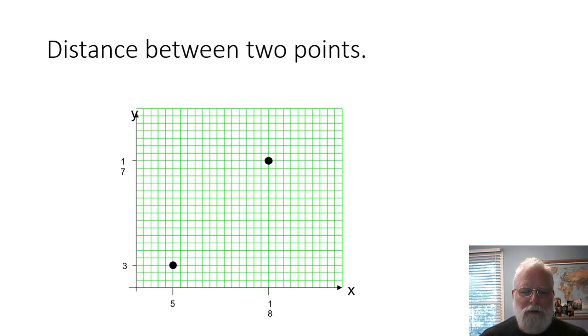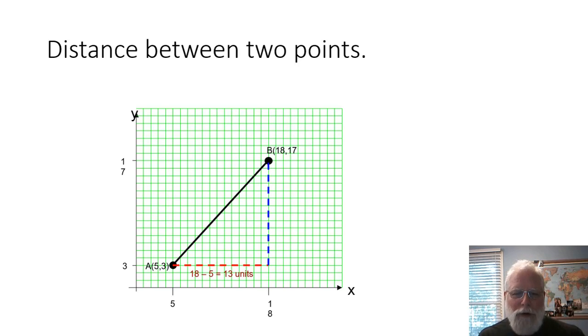So if we've got 2 points, in this case we've got 5, 3 and 18, 17, and if I was able to graph them and I wanted to find the length of the line segment, then I've got a couple different options. One is I could go ahead and draw a right triangle. If I did draw a right triangle, then I could use the Pythagorean theorem. In order to use the Pythagorean theorem, I'd need to know how long each side was.